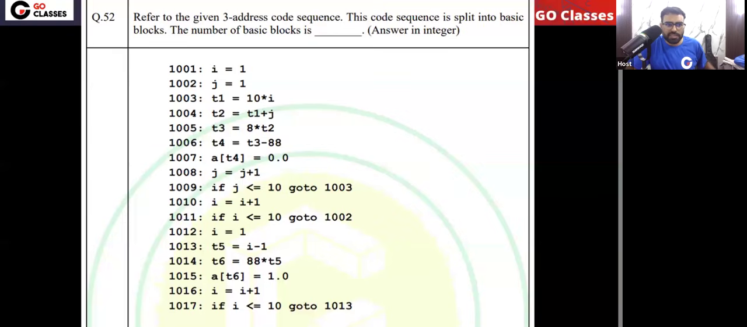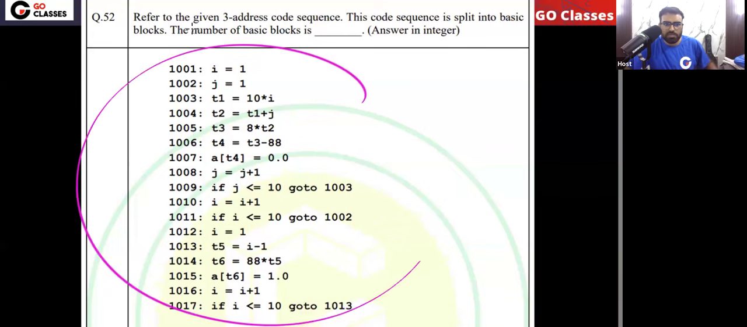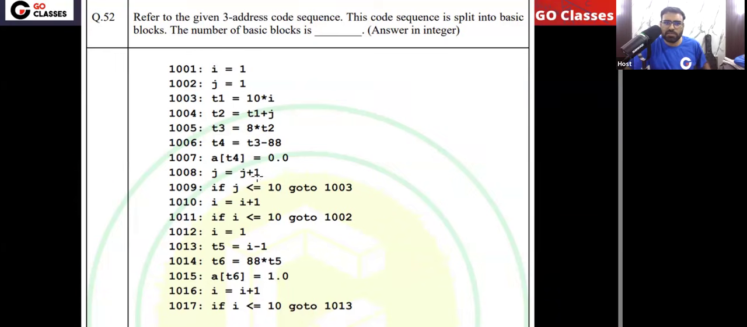Let's solve this GATE 2025 question. We have three address code. This is the three address code sequence. We need to find the number of basic blocks. This is a very easy question. We just need to find the number of basic blocks.